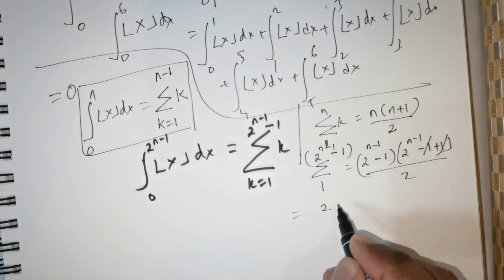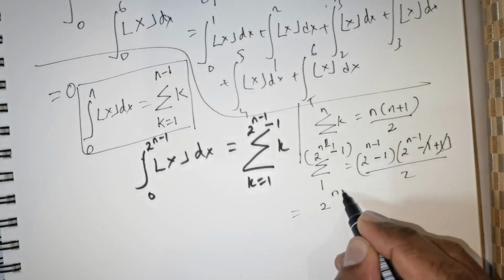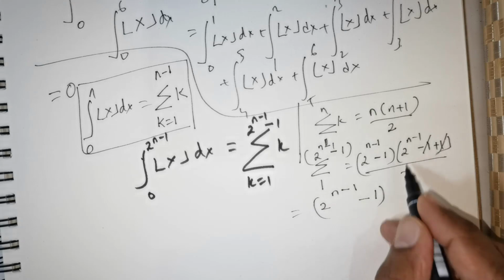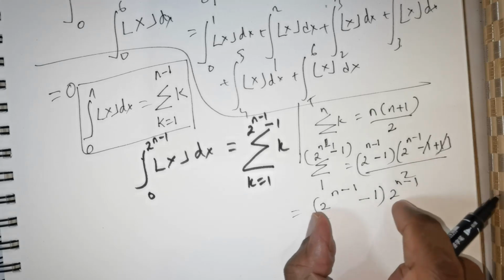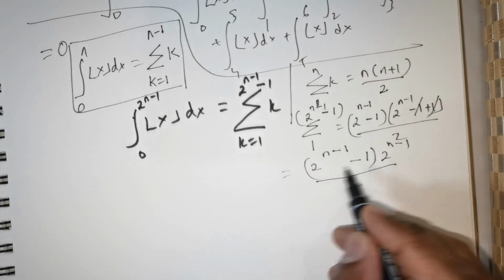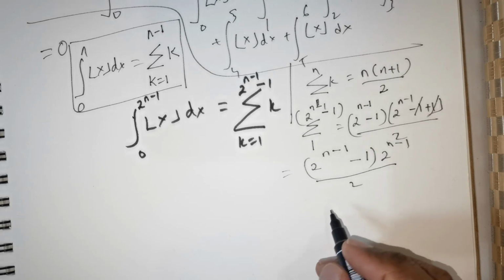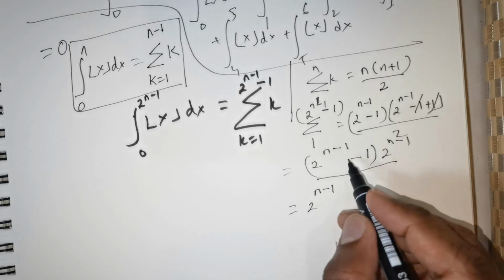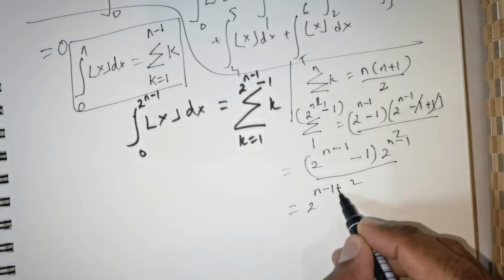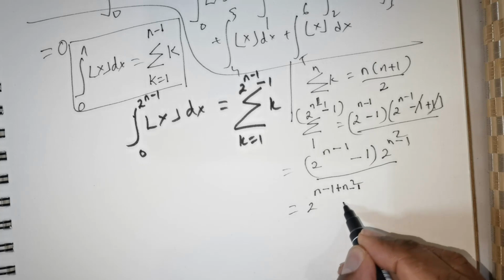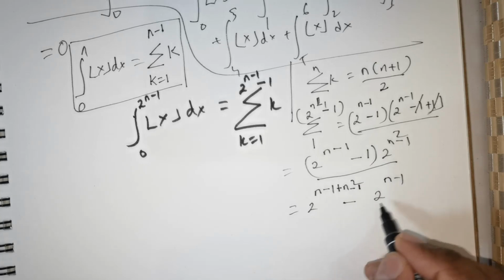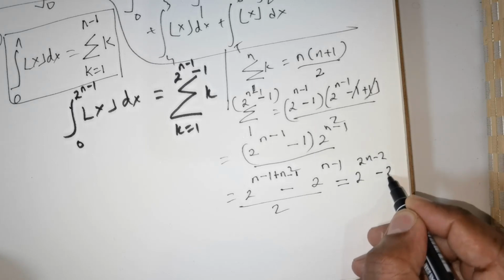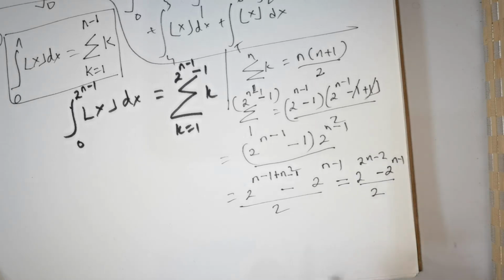Negative, positive goes away, giving me 2 raised to the power of n minus 1, minus 1, times 2 raised to the power of n minus 1. So this and this can be distributed by 2. Let me multiply these two things. If I multiply these, what do I get? This is going to be 2 raised to the power of n minus 1, and I'm multiplying with this, so the exponents have to be added. So this is going to be plus n minus 1, followed by 2 raised to the power of n minus 1. Of course, divided by 2 is there. So this is equal to 2 raised to the power of 2n minus 2, minus 2 raised to the power of n minus 1, all divided by 2.